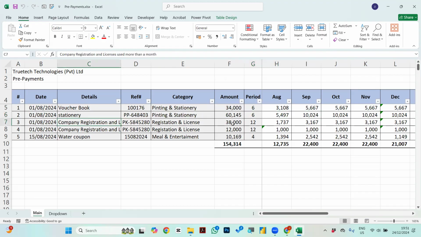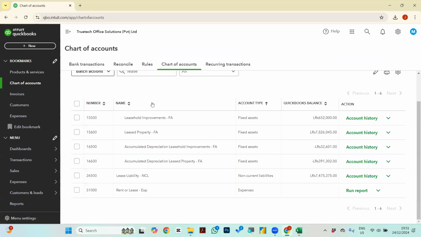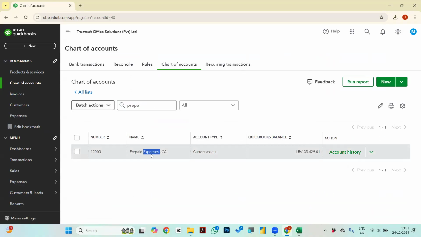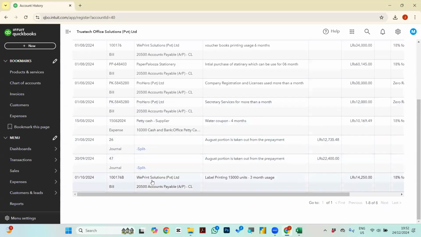Company registration, 38,000 we paid. That's for the whole year. So every month, we divide it and then use it. Similarly, water coupon we bought, water worth 4 months, then we divide it accordingly. We'll see if we have any prepaid expenses. So this is prepaid expenses. We're going to go to chart of accounts and then look for prepaid expenses. And then we have from August, we'll see if in October there is one prepaid expense.